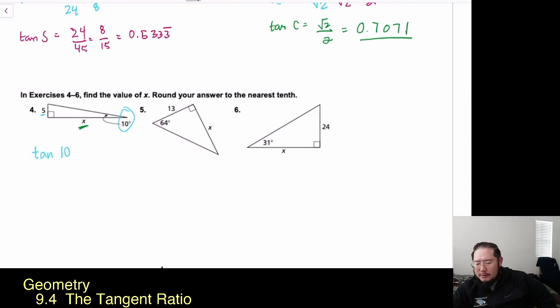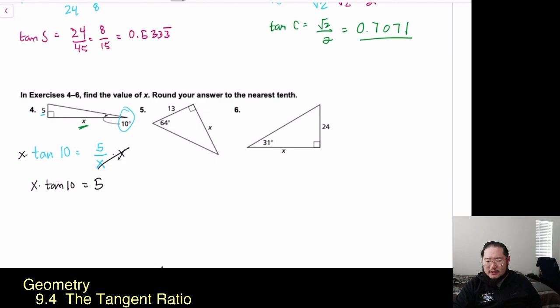That is equal to the opposite, which is 5, over adjacent, which is x. All right? And then we just have to go ahead and solve things out. Let's get x by itself. So let's do our algebraic steps right here. I'm going to have to multiply both sides by x to begin with. That cancels things out. We got x times tangent 10 is equal to 5. And then in order for us to get x by itself, I need to divide both sides by tangent 10.